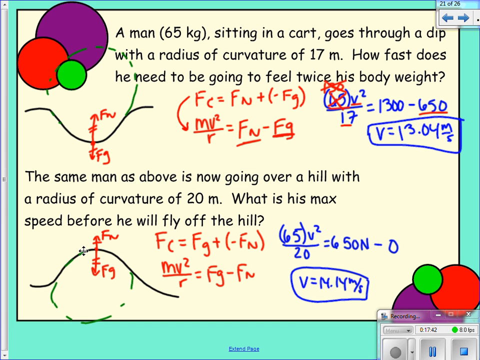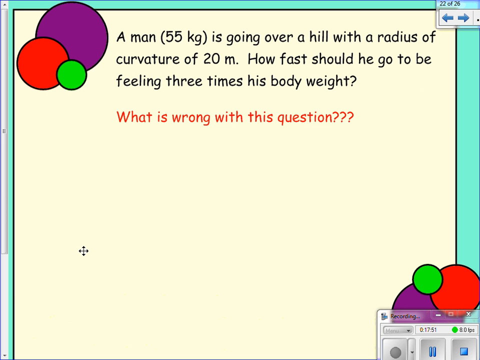And so really centripetal force is just equal to force gravity. And so we solve for velocity, and that ends up being 14.14 meters per second. All right, this last question right here is more of a conceptual question. It's not really a math question.